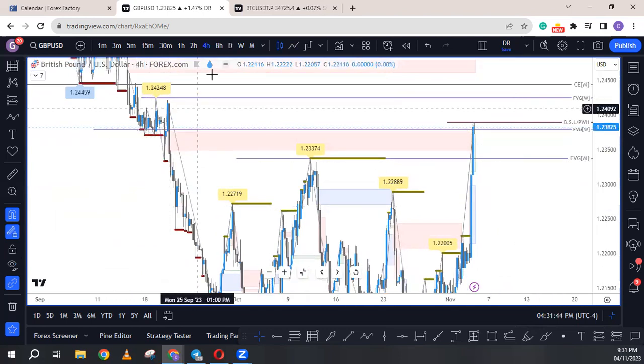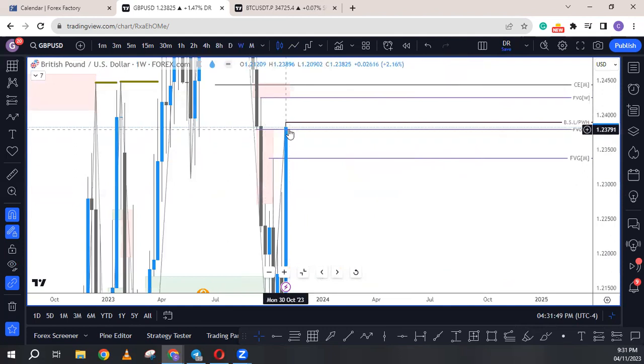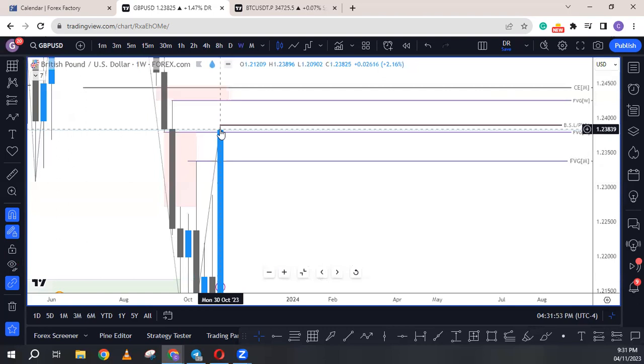we have that weekly fair value gap here. There's a weekly fair value gap here. And see, price has closed above it. Price closed above that weekly fair value gap.